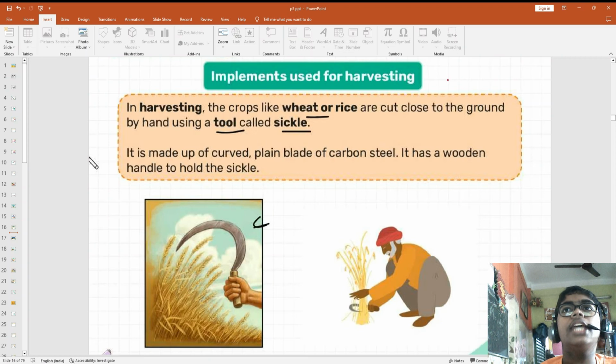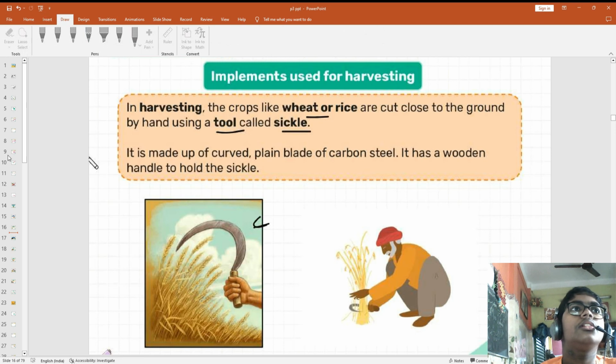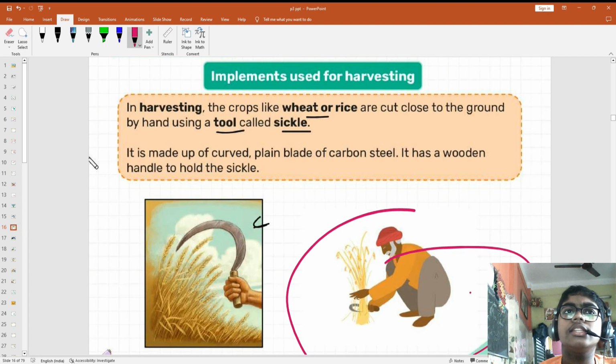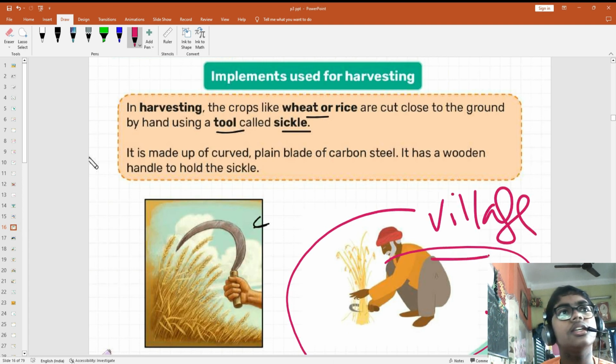The implements. Have you seen this picture anywhere? Have you seen anyone in villages doing this with an instrument like this? Okay, nobody. If you have not seen it, I am going to tell you.